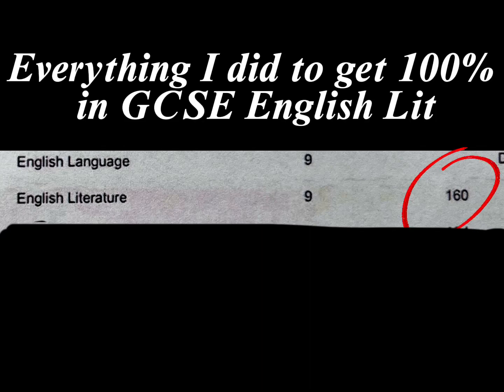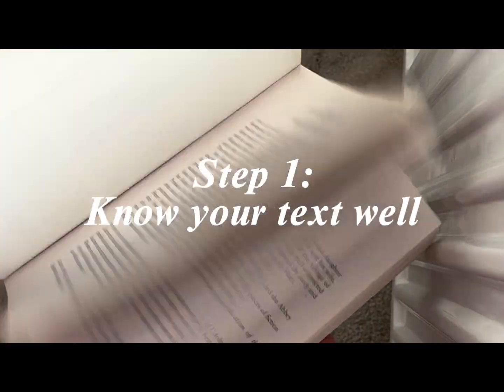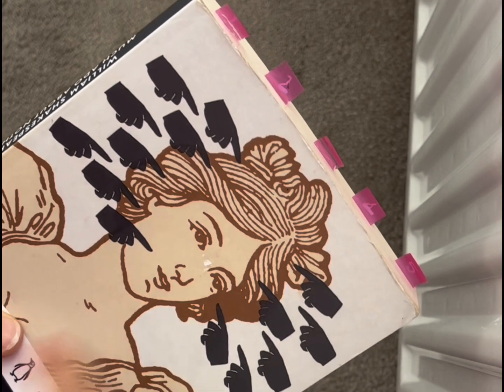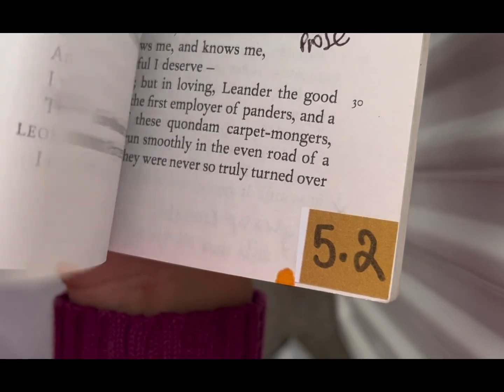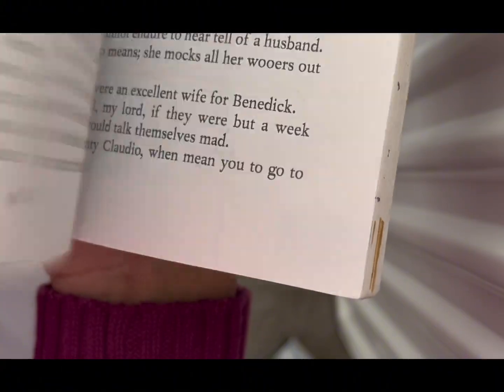Everything I did to get 100% in GCSE English Literature. Now, the first step is to know your texts well. So what I did was index my books, like you can see here, and at the bottom of the pages, just so I know where each chapter was and each scene was.